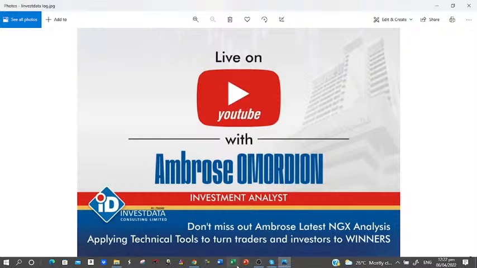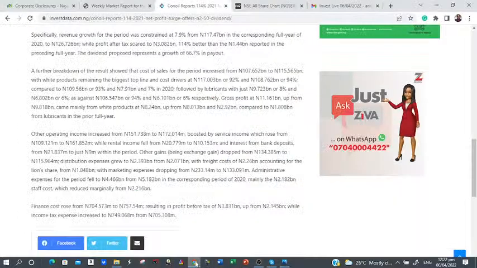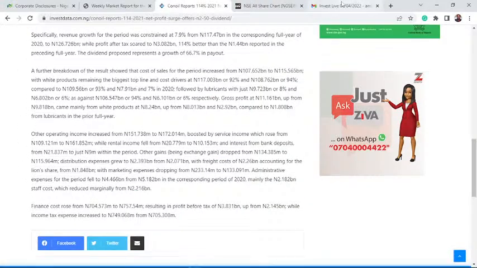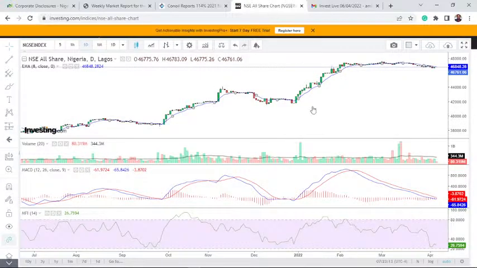Let's quickly go to the chart and see what the chart is saying as we speak now in the market. We will know exactly what is happening in the market right away. The chart is coming up quickly. Just stay patient. Yes, you can see the chart here. This is the live chart of the market now.